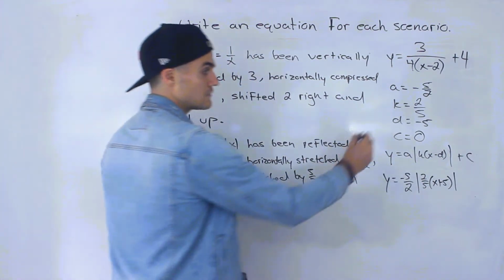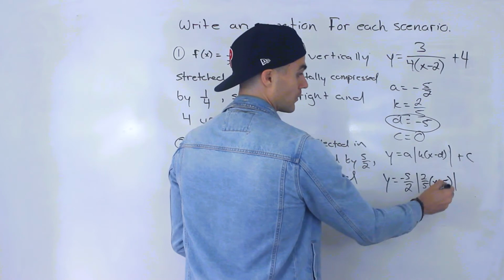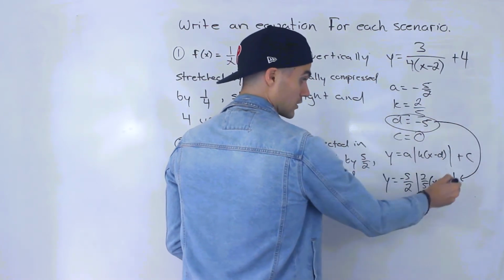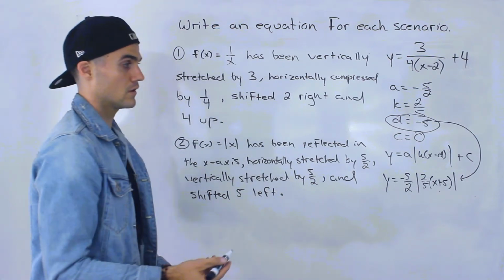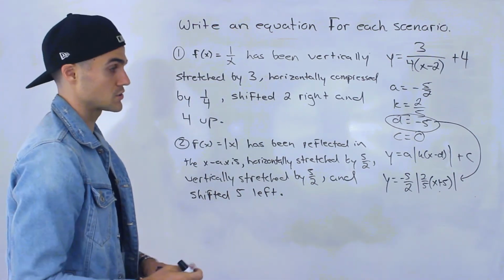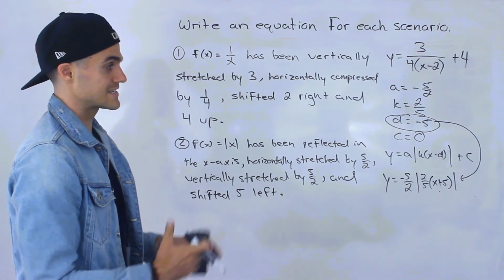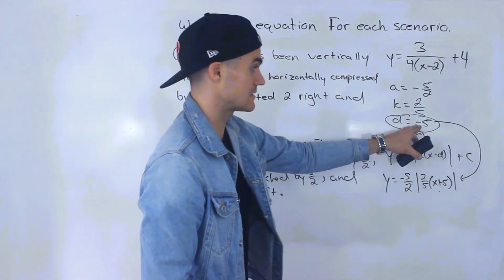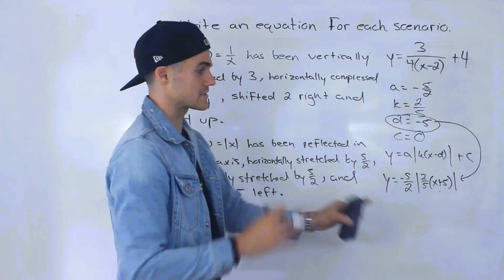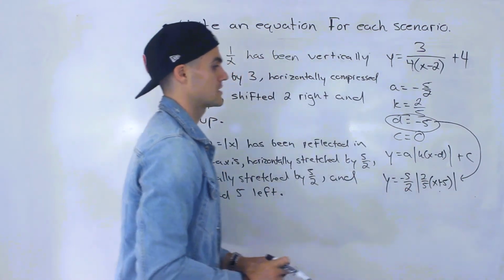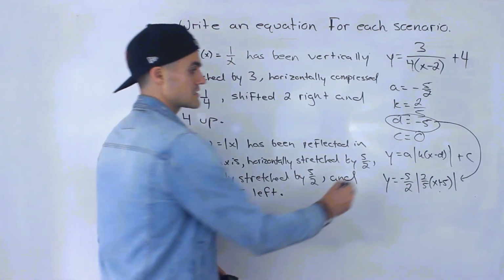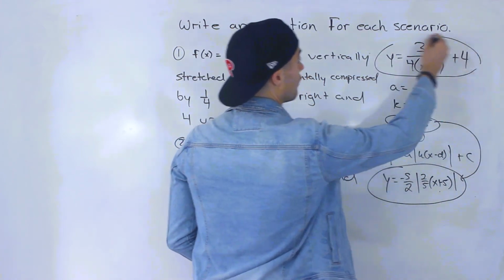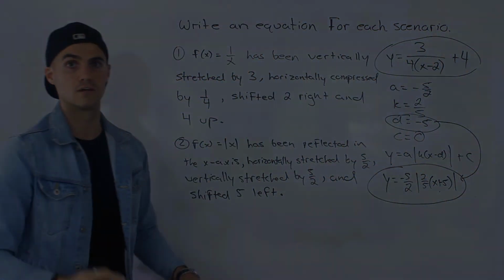So be careful with the d values too. Remember that when we go from here to here, the sign switches, because it's x minus d. So x minus negative 5, in brackets, would end up being x plus 5. So this here is the equation for the second scenario.